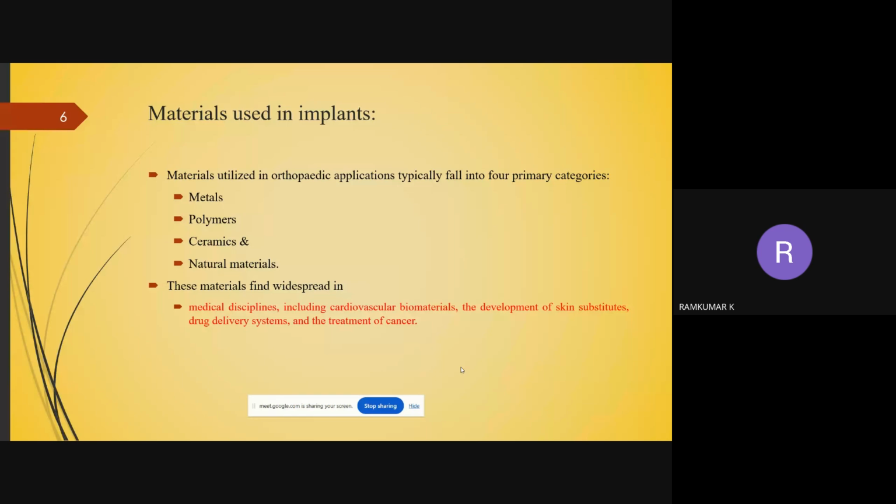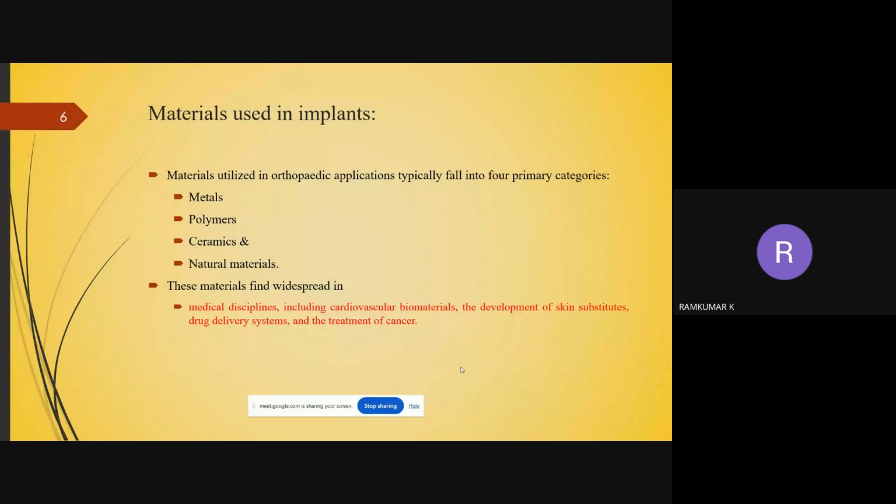The next one is polymers. In polymers, polyethylene, for example, is used. Polymers are mostly used in joint replacements. For example, bone cement for implants, they will be using it.